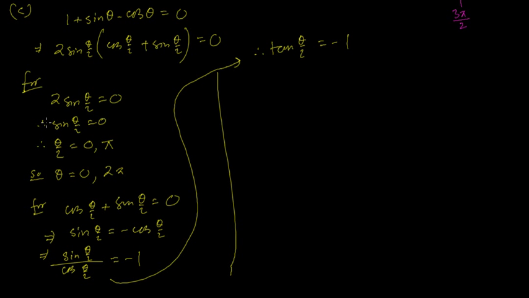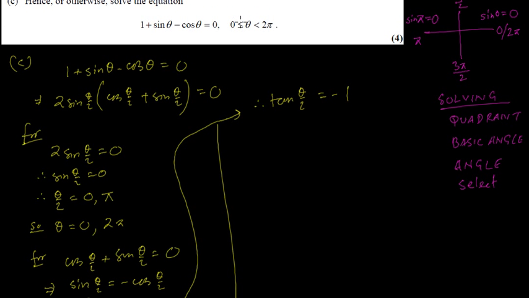Now this is the time where you have to use the C2 rule for solving an equation, solving a quadratic equation. The rule is, first you have to choose the quadrant, then you have to choose the basic angle, then you have to find the angle, and then finally you have to select your answer based on the range of x. In this particular sum, it is from 0 to 2 pi.